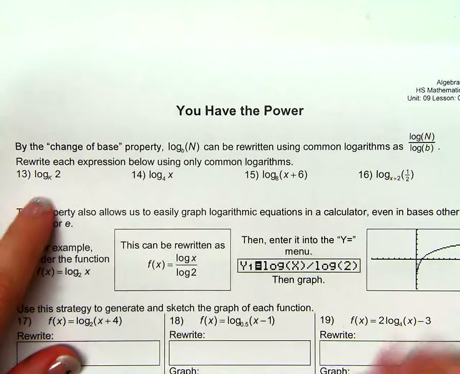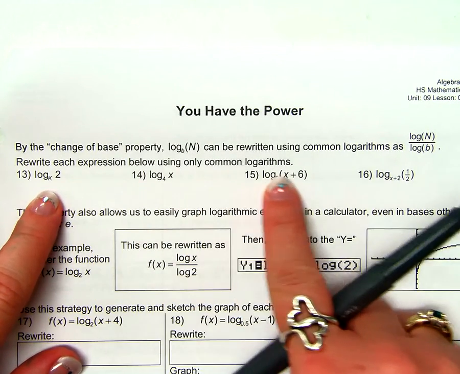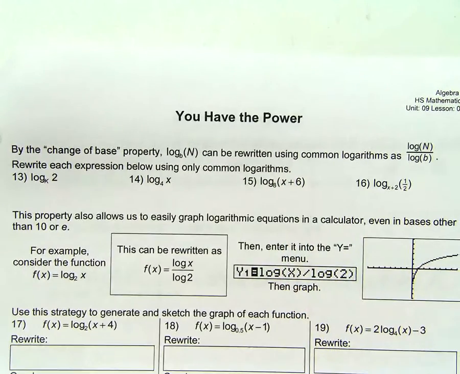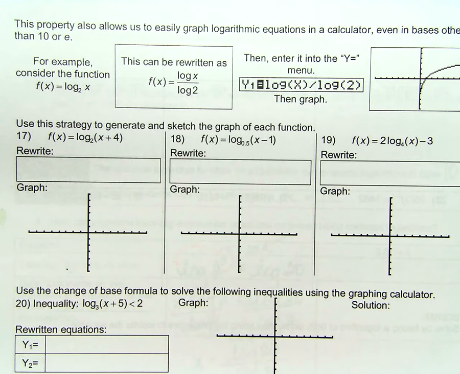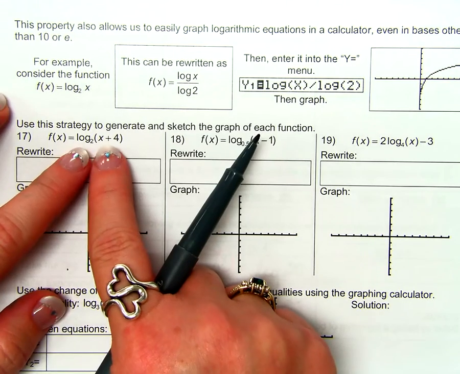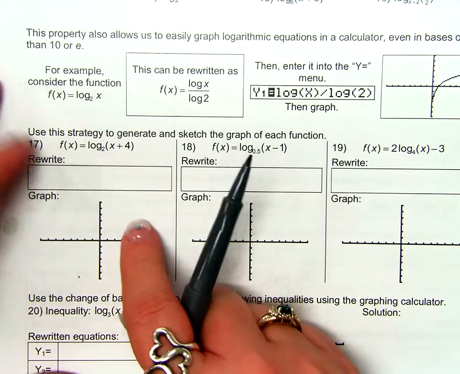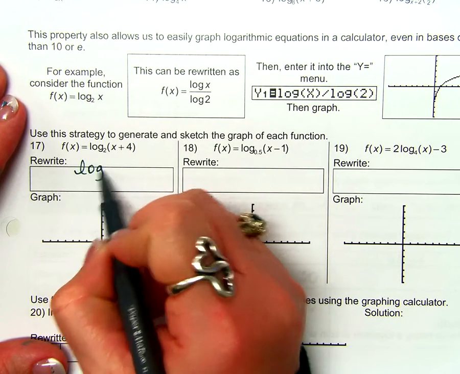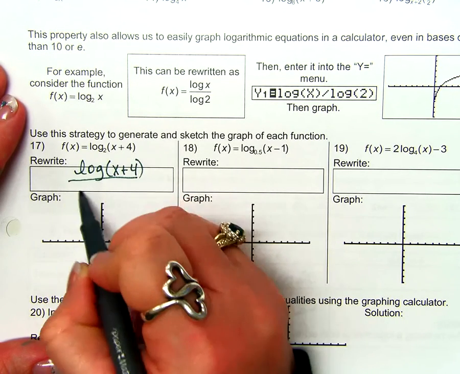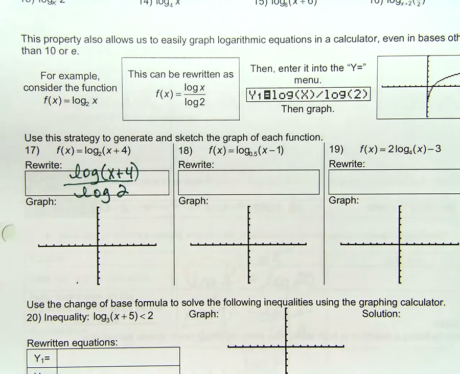I like these directions up here. Rewrite each expression below using only common logarithms. Okay, look at 17. This is graphing using that strategy. Guys, if you have a graphing calculator, it's probably going to do a different base for you. But just in case, we'll do one to make sure you know what to do. How am I going to rewrite number 17 so that the calculator will graph it for me if it's a dumb calculator? Log of x plus 4 over log of 2. Done.